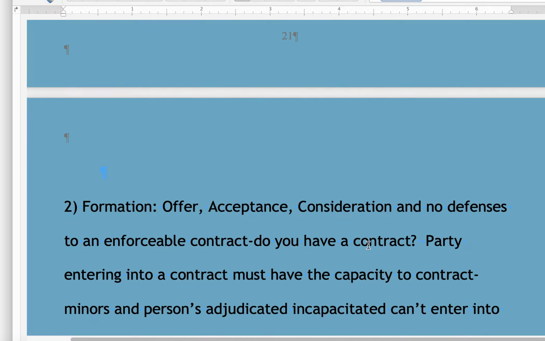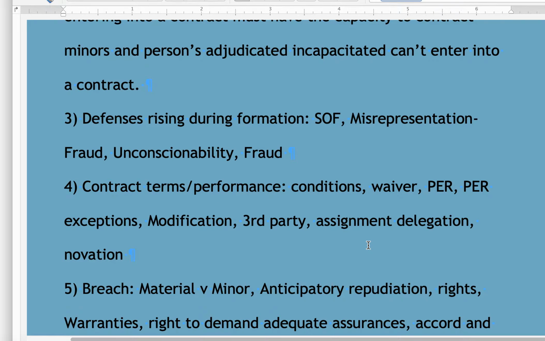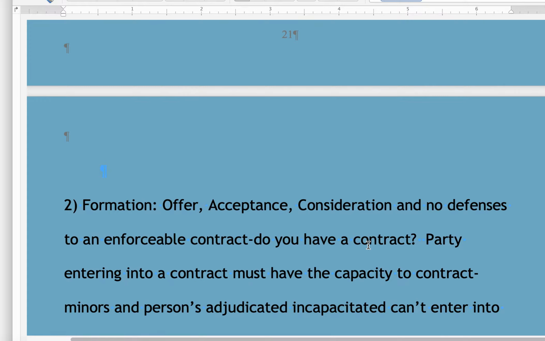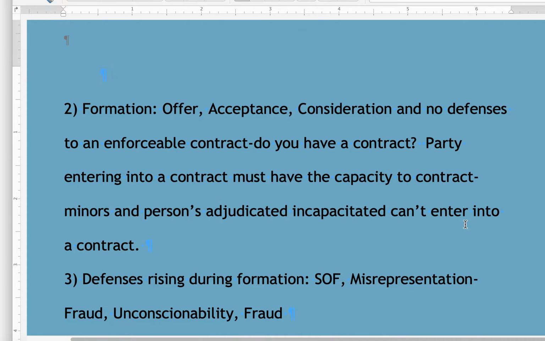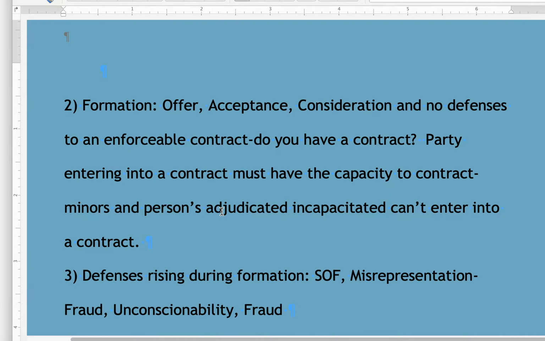So if you go through here, with the formation, with this particular one, it wasn't necessary to put this in and ask, do you have a contract? Okay, it's not at issue.